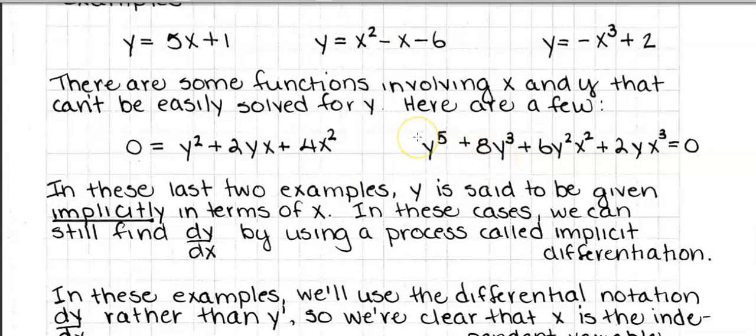In other words, we're going to be using the chain rule whenever we see a y, and we're going to assume that it's a function of x that we can't isolate. We are going to use the differential notation dy dx to solve for the derivative because it's a lot easier to understand that we're finding the derivative of y with respect to x if we use this notation.